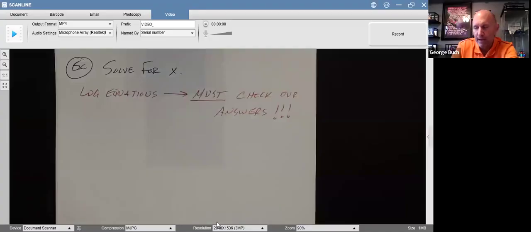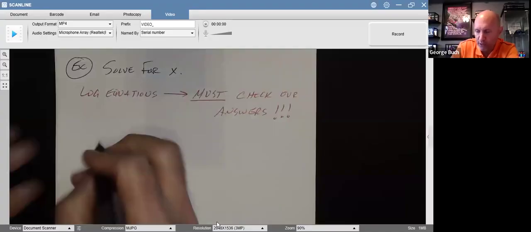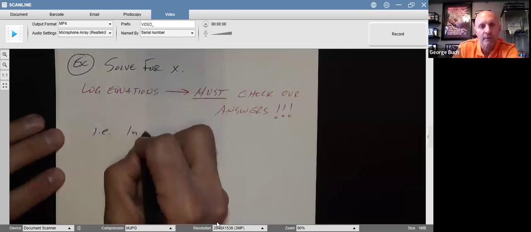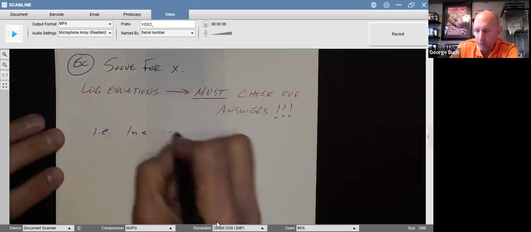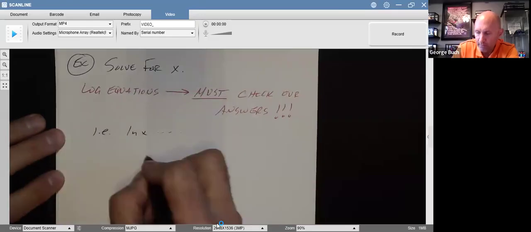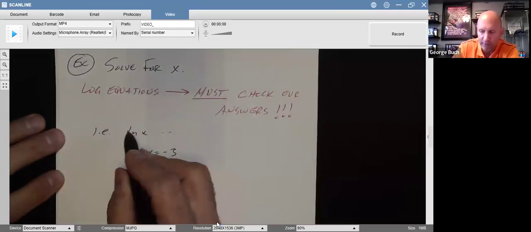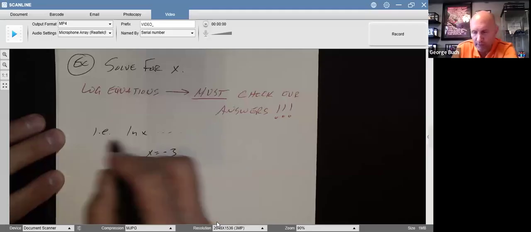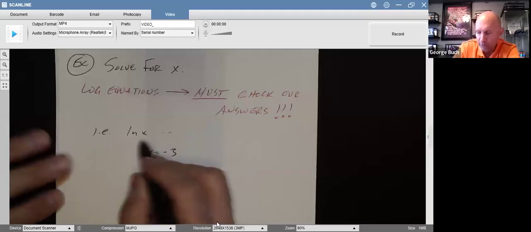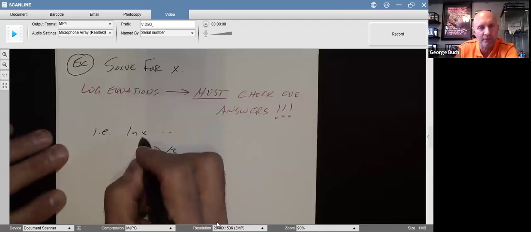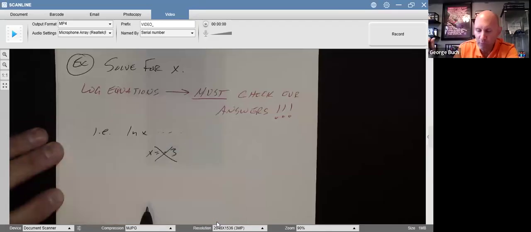So if I had, for example, some equation with natural log of x and a bunch of stuff, and I solved this and said, oh, x equals -3, well, that's not possible because I can't have natural log of -3 or log of -3 or log base 2 of -3. Therefore, -3 is not a viable solution in this case. That is why we always have to check our answers.